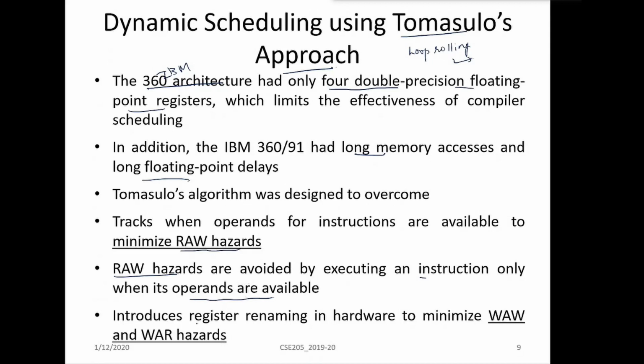Now we are going to introduce register renaming, thereby trying to reduce the WAR and WAW hazards. With the help of Tomasulo's approach, we are going for register renaming, which means we are not going to use the physical registers like R0, R1 or F0, F1. Instead we use register renaming, thereby trying to minimize the WAR and WAW hazards.